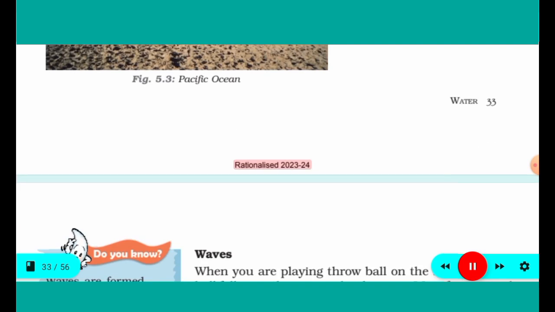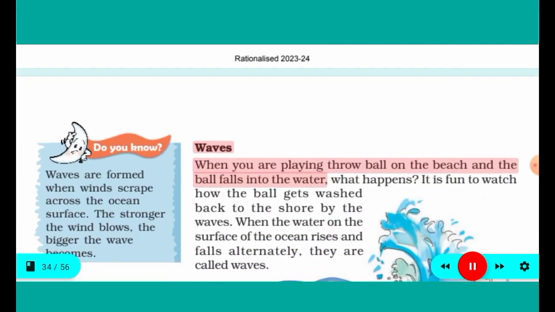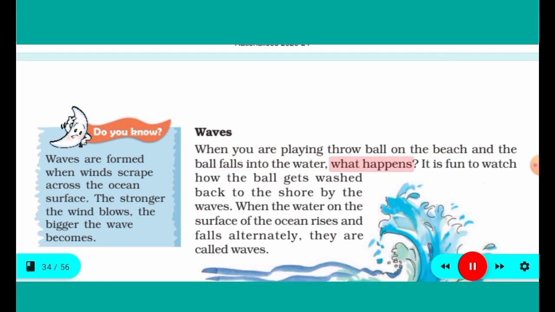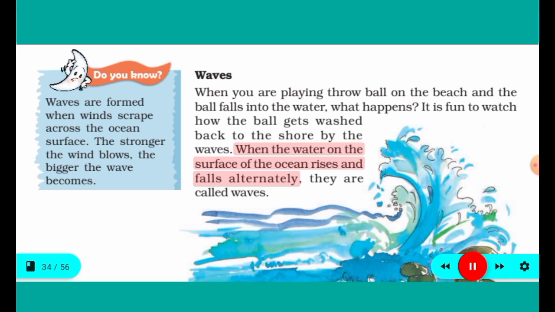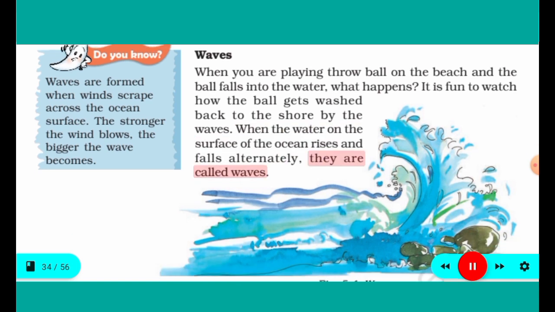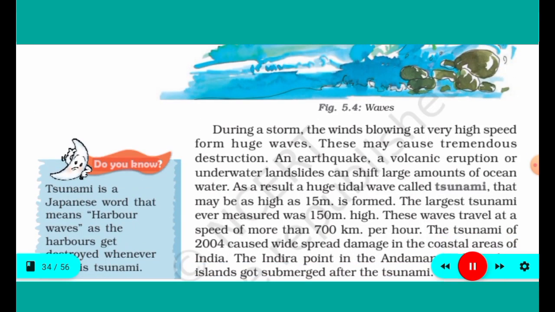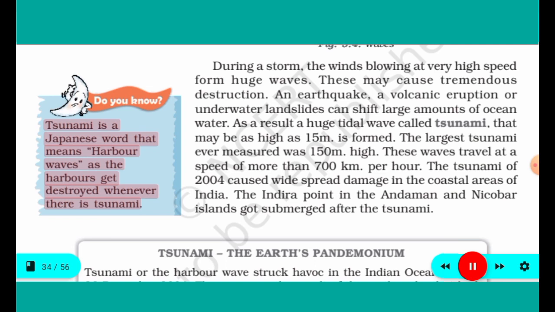Our environment. Waves. When you are playing throw ball on the beach and the ball falls into the water, what happens? It is fun to watch how the ball gets washed back to the shore by the waves. When the water on the surface of the ocean rises and falls alternately, they are called waves. Do you know? Tsunami is a Japanese word that means harbor waves, as the harbors get destroyed whenever there is a tsunami.